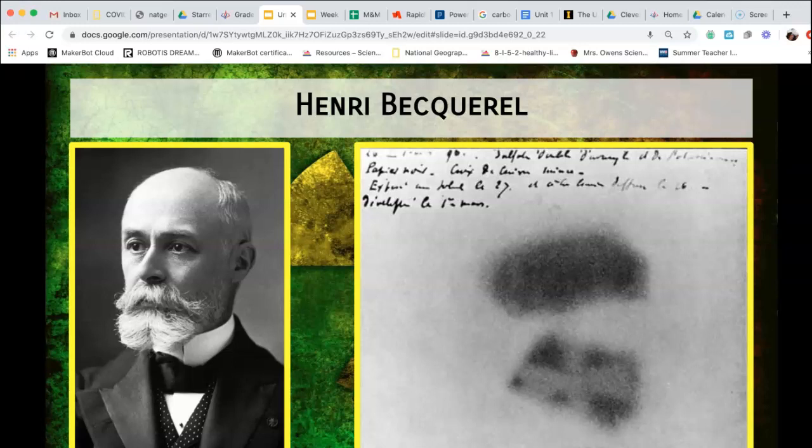There are a few different scientists that were important to developing the understanding of radioactivity. One of those scientists is Henri Becquerel, and he is credited with discovering radioactivity, although it was Marie Curie who actually coined the term radioactivity.